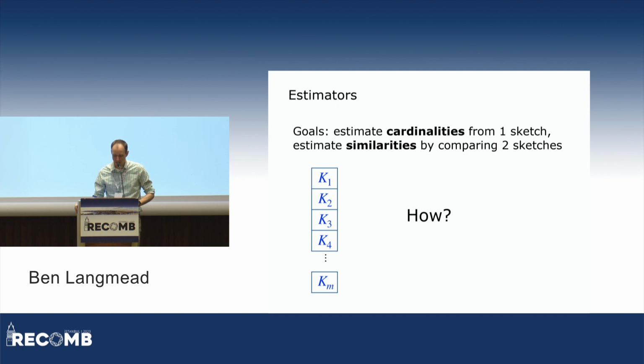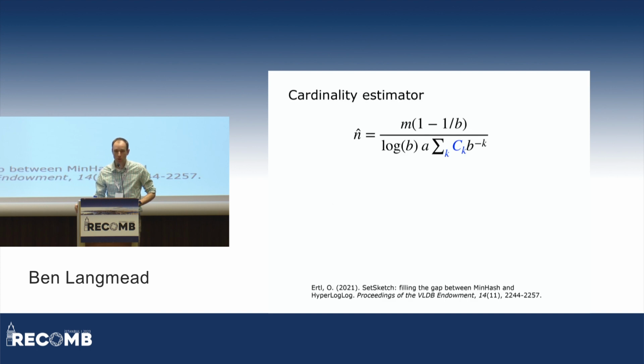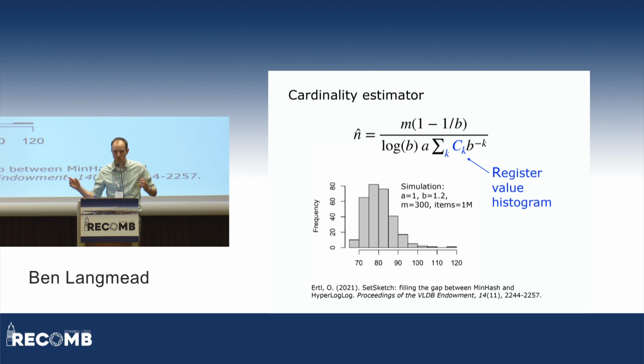Okay, I said our goals were to estimate cardinalities and similarities, and that brings me to a final strength of this method, which is that the estimators for these two things are really quite simple in the set sketch formulation. So here's the estimator for cardinality. Everything here is completely straightforward. The only slightly complex thing is this register value histogram, the C sub k. This is literally just if you take the values of all the registers in the sketch and you histogram them, that gets plugged into this formula. And that can be done at sketch building time, for example.